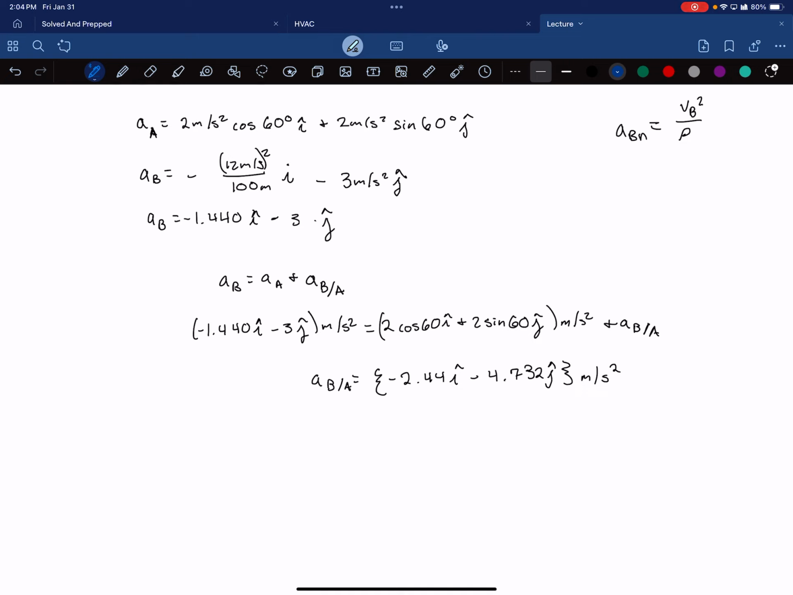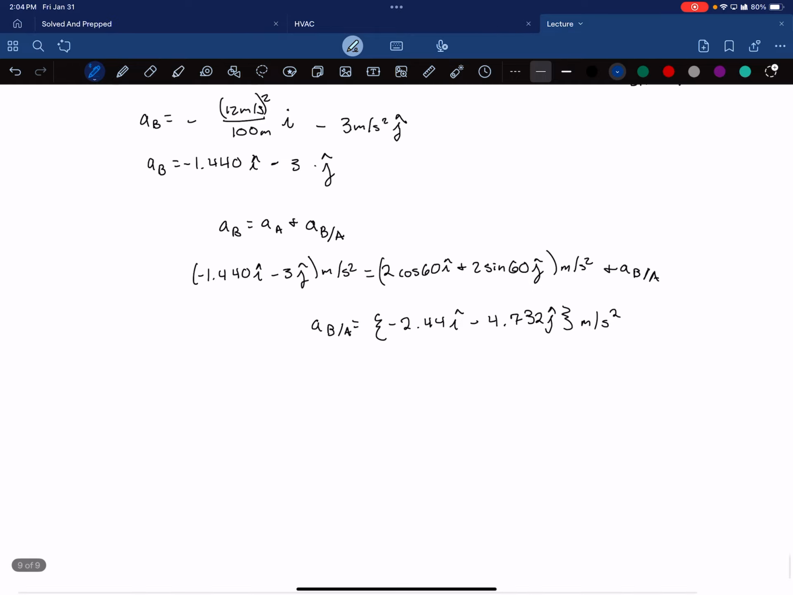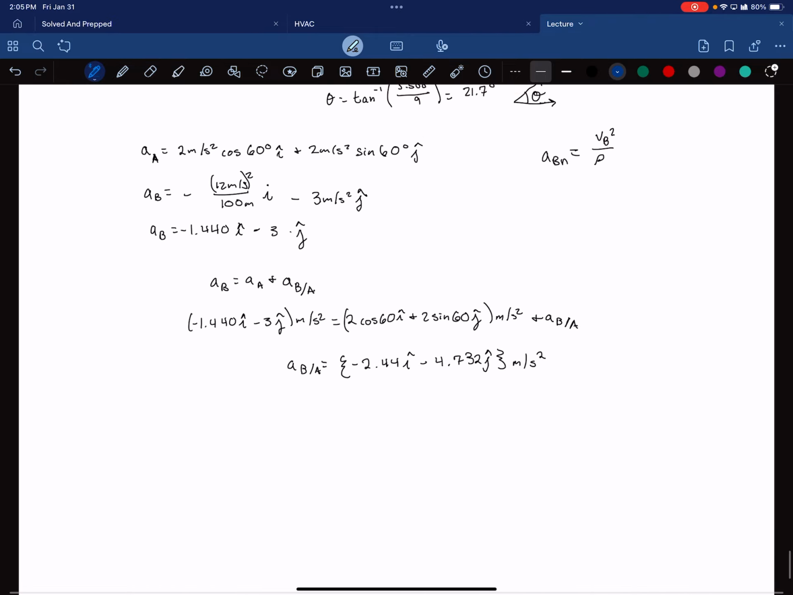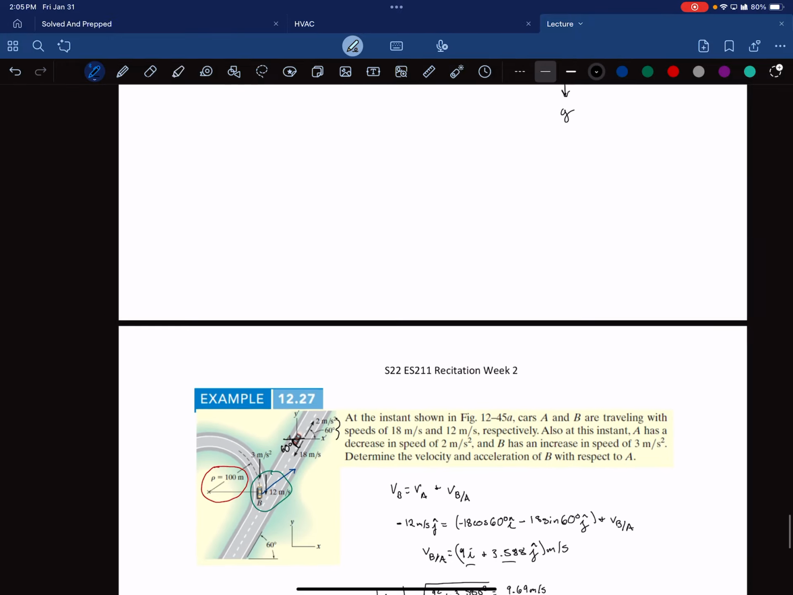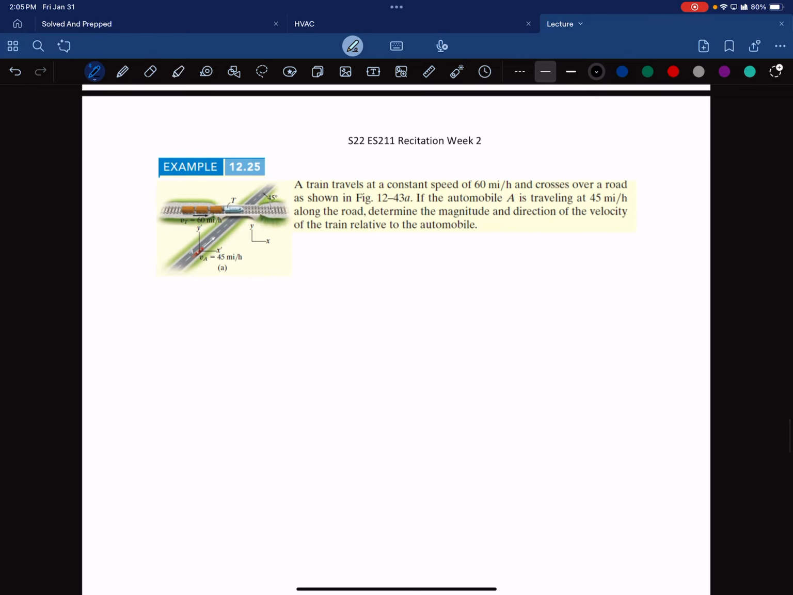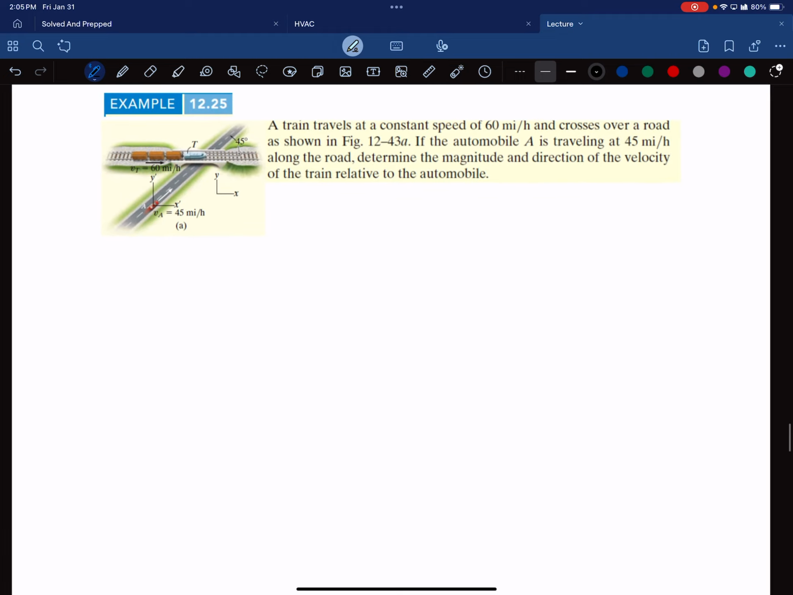And if you're asked for magnitude and angle, not just to leave it in vectors, you do the same thing. So square root of the sum of the squares for the magnitude and then find the angle using inverse tangent. All right, so we have about 5 minutes. I'll do one other quick one and then we'll be all done for the day.